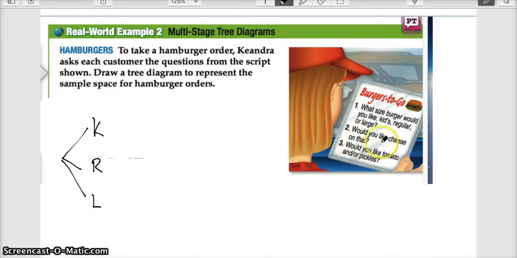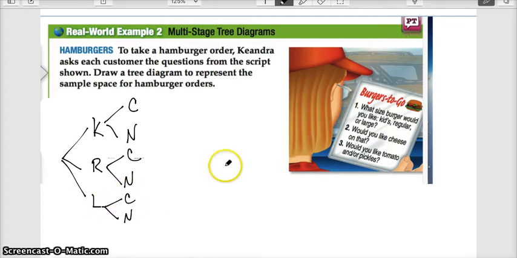Then what would you like? Would you like cheese on that? So you've got two choices here. You can go with cheese, or I'm going to use N for no cheese. And so each option gives you cheese or no cheese, and again, cheese or no cheese.